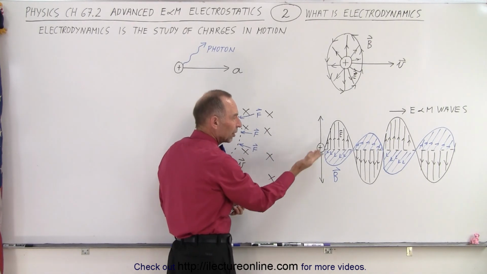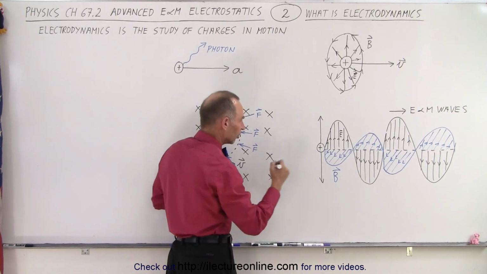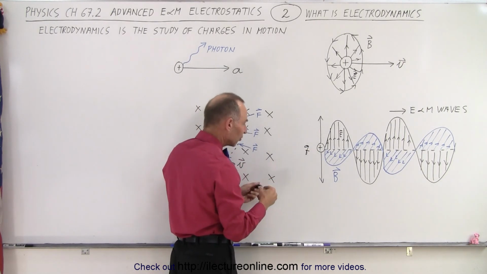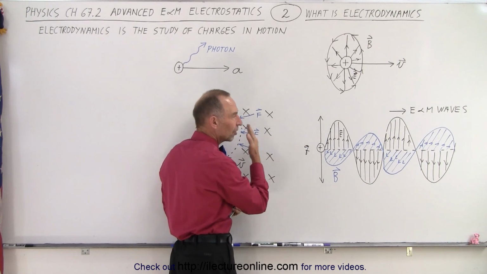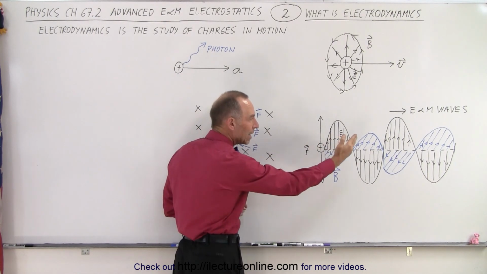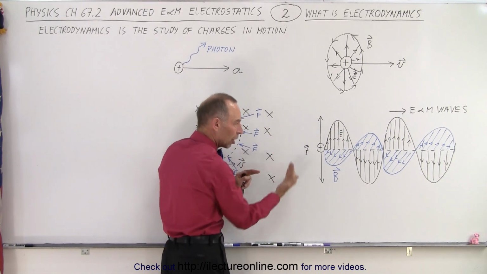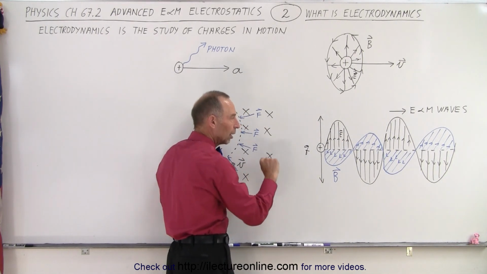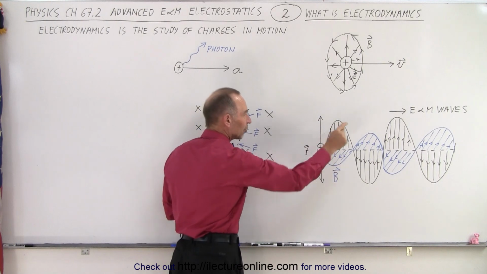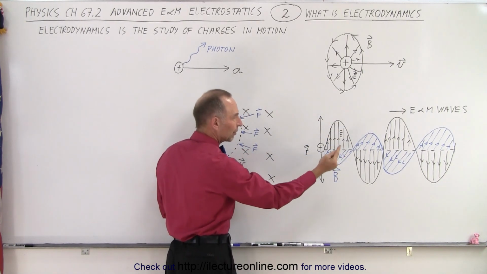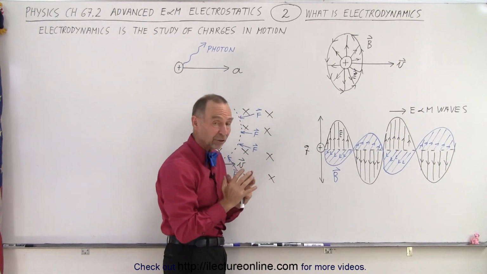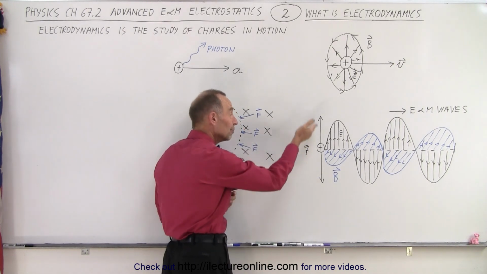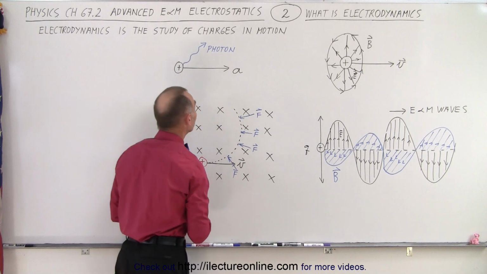So if we also have another situation where we have a charge, let's call the charge Q, and let's say that it's oscillating up and down. The oscillation of that charge causes an E and M wave to move away perpendicular to the oscillatory motion of the charge. We have an electric field that will move in this direction and a magnetic field that will move in this direction, oscillating as it moves away from the charge at the speed of light. Again, due to the motion, the dynamics of that charge.